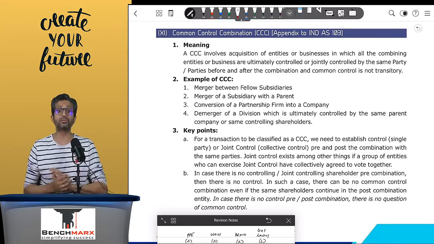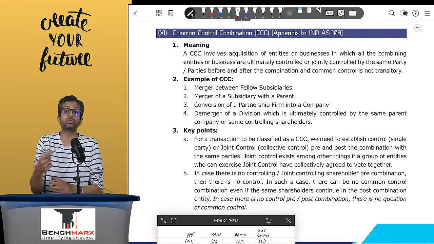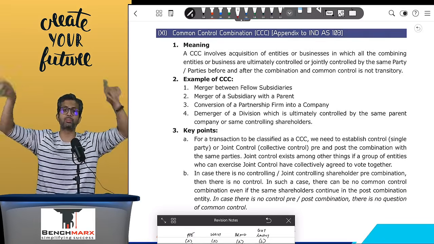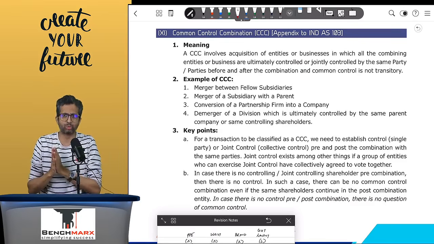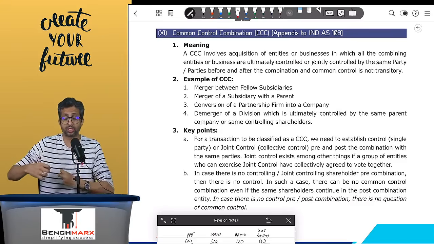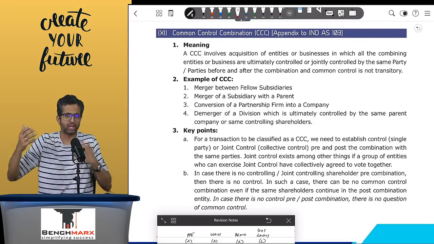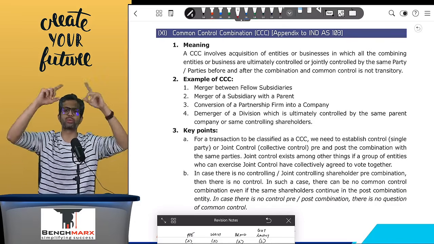So what are the features of a common control combination? One needs to remember that the entity has to be previously controlled. Let's say there are fellow subsidiaries. The fellow subsidiaries are previously controlled by the same party. So if fellow subsidiaries decide to merge, it cannot be said that one of the subsidiaries is actually obtaining control in essence over another subsidiary, because as a matter of fact, both of them were even previously and even after the transaction controlled by the same ultimate party.